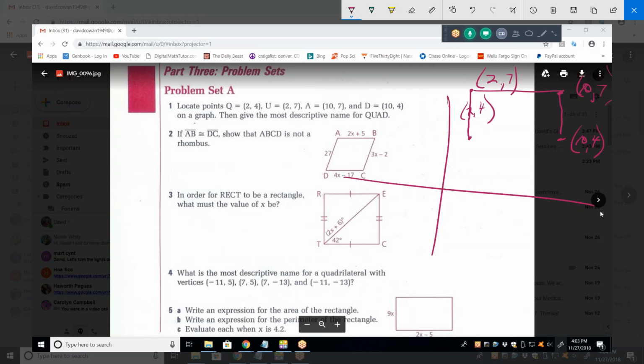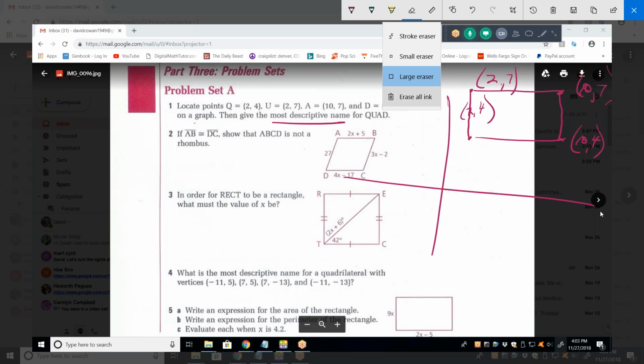And what do we have? A rectangle. And when they say the most descriptive, that actually is a number of things. It is a quadrilateral. It is a parallelogram. But the most descriptive is it's a rectangle. In other words, not all rectangles are parallelograms or quadrilaterals. But I'm sorry, I said that backwards. Not all parallelograms and quadrilaterals are rectangles. That's what I meant. All right.